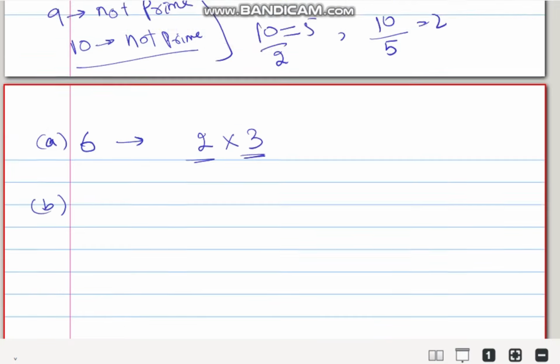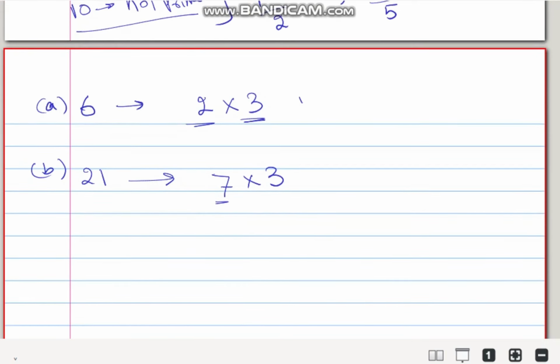Similarly, we have 21 and 36. So this is 21, and now how will you do the 21? 21 is basically 7 multiplied by 3. So tell me, is the 7 a prime number or not? Yes, teacher. Okay, very good. Because 7 is a prime number, it cannot be divided by any other number. And 3 is also a prime number. So this is the prime factorization.